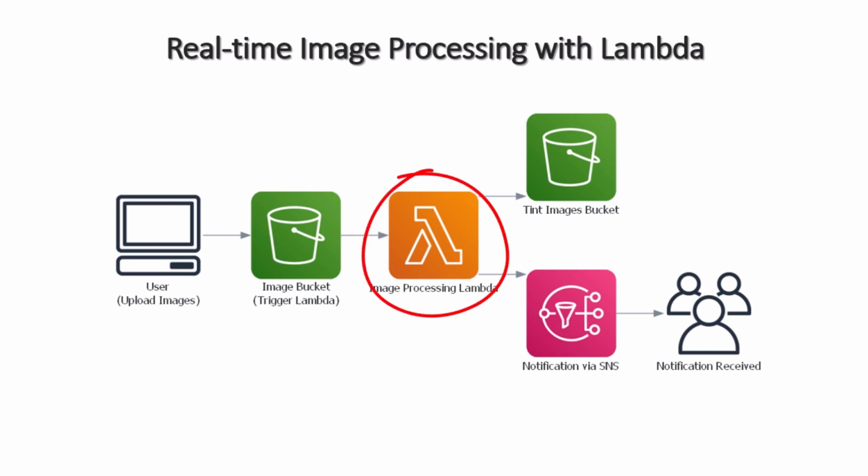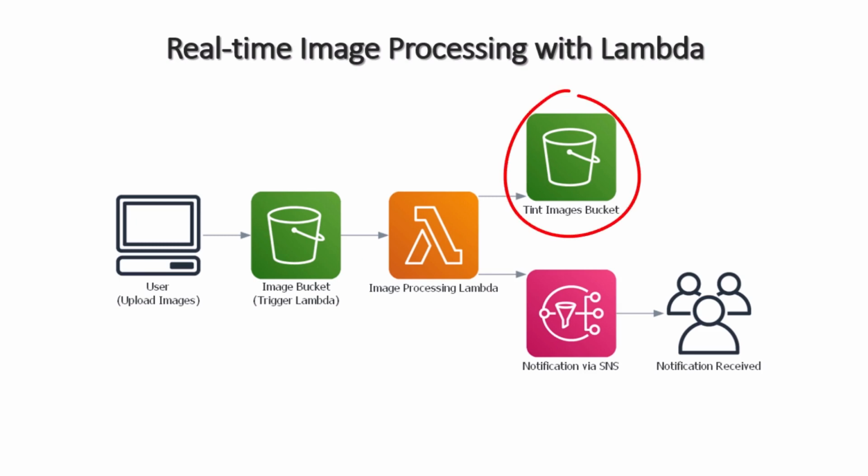Lambda is used for image processing. The Lambda function code is responsible for handling image processing tasks such as resizing, cropping, or applying filters. When triggered by an event from the Image Bucket, Lambda retrieves the uploaded image for processing. Processed images are stored in another S3 bucket named Tint Images Bucket.